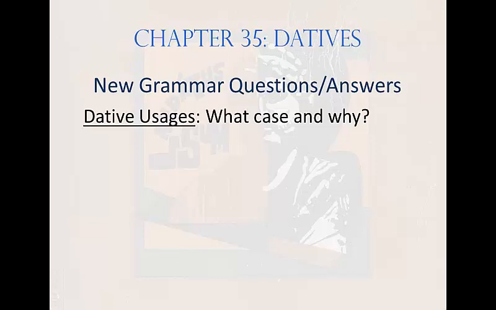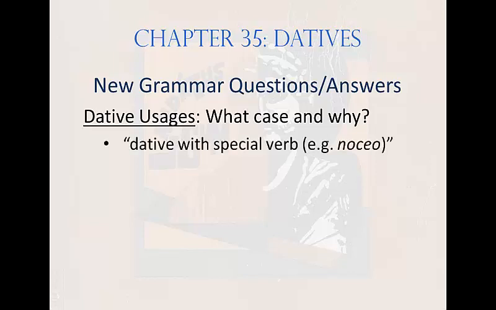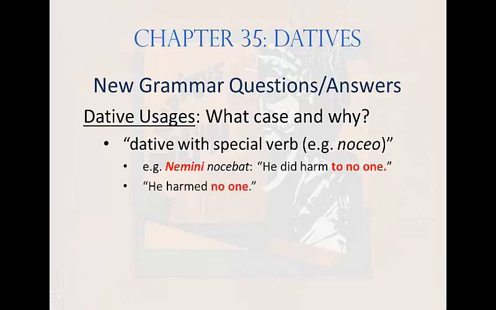So let's review briefly the dative usages you just learned and frame them as the type of grammar question you'll be asked in exercises and on tests. The first is the dative with special verbs. Special verbs include those 10 we charted out above, like noceo. For instance, nemini nocebat, meaning he did harm to no one, or in better English, he harmed no one. So if I underline nemini and ask you what case and why, say dative with a special verb.